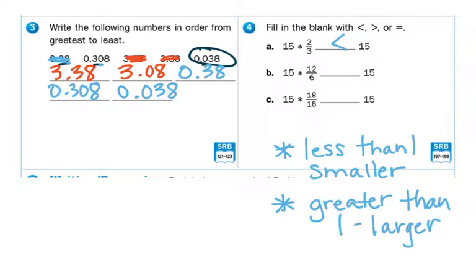15 times 12/6. Well, 12/6 is the same thing as 2. It's an improper fraction, so that answer is going to end up being greater than 15. And 18/18 is the same as 1 whole, and anytime you multiply a number by 1, you end up with the same number. So that one would be equal to.